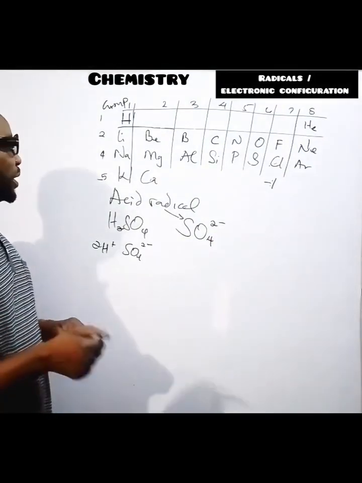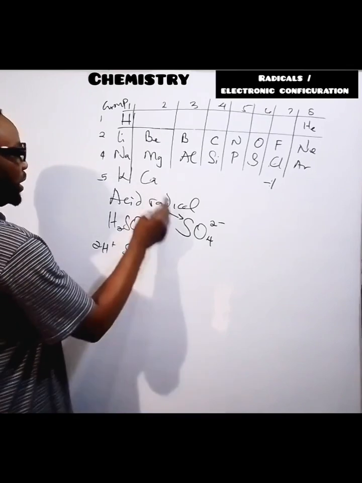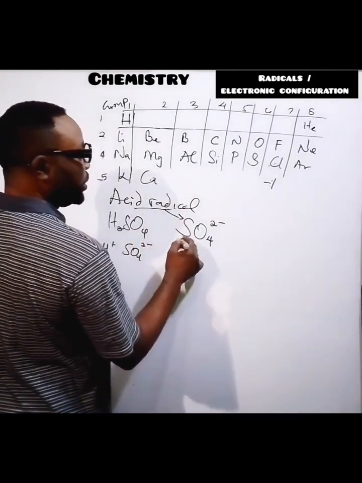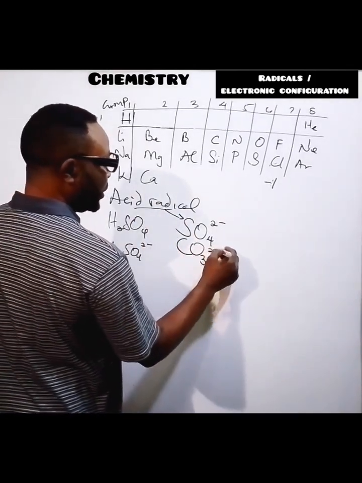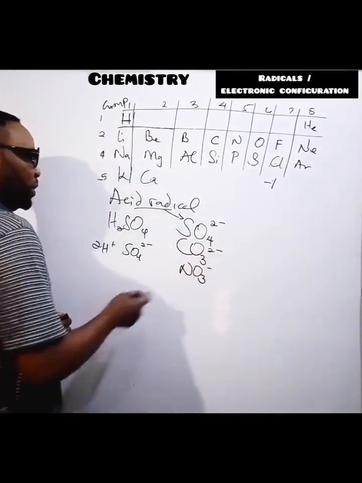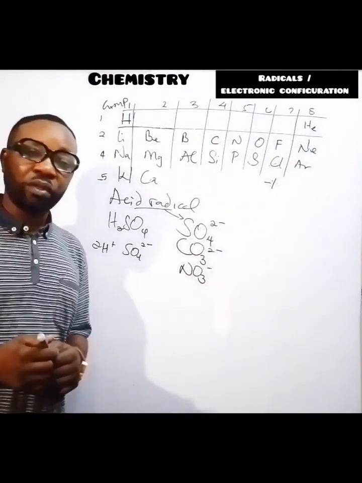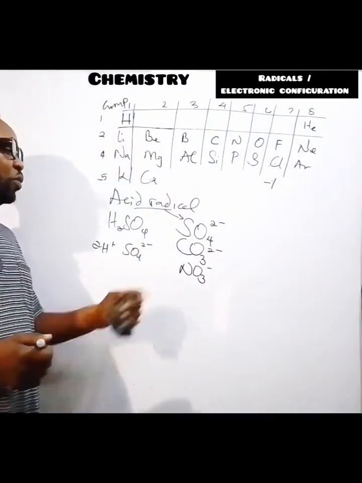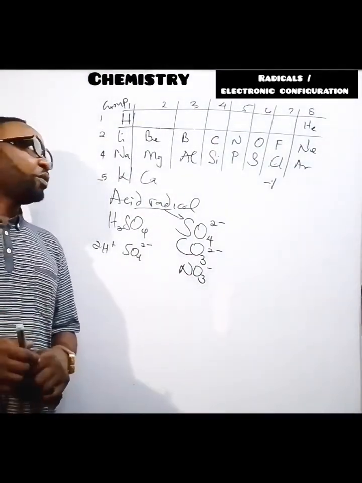We also have other examples of acidic radicals, which can be CO3 2-, and NO3-. This one is gotten from HNO3. Now you can see that only one hydrogen is being removed from that.